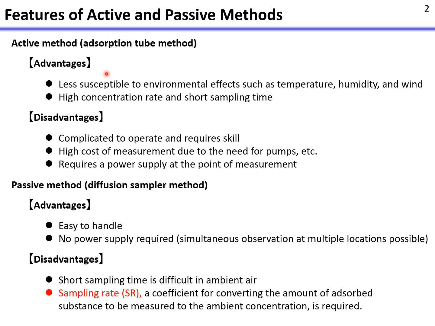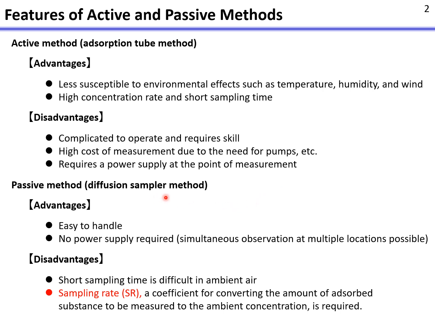The advantages of the active method are that it is less susceptible to environmental influence such as temperature, humidity, and wind, has a higher concentration rate, and allows sampling in short time. On the other hand, it has disadvantages such as complicated pump operation, which requires workers to visit the site for sampling, high measurement cost, and various limitations due to the need for pump and power supply.